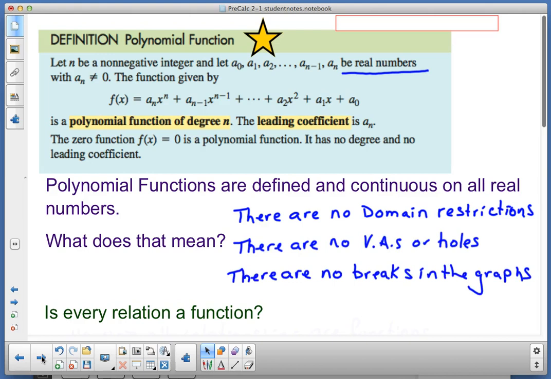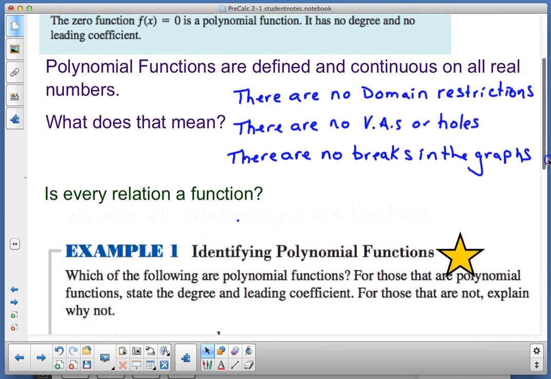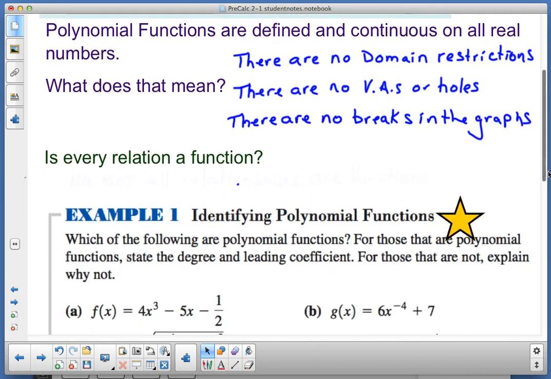I'm not saying we're done with them. We'll probably come back and refer back to them in this chapter. We will talk about them probably a little bit more, but we got to be aware that there are other functions out there that may not have them. Now, is every relation a function? And we've done enough work right now that we know that is not true.